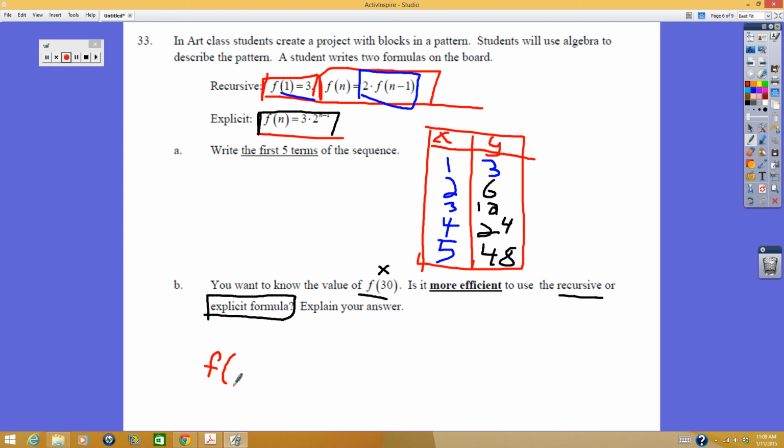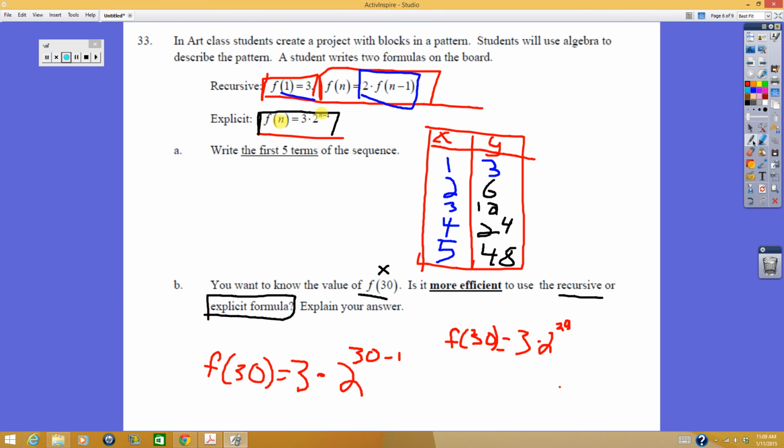So they want us to find out what f of 30 is. Right here, n, right? So you would just substitute in 30 for n because that's what they've given us. You do 3 times 2 to the 30 minus 1 power. That's going to become f of 30 equals 3 times 2 to the 29th power. And whatever 2 to the 29th power is, if you multiply that by 3, that's going to be your answer.